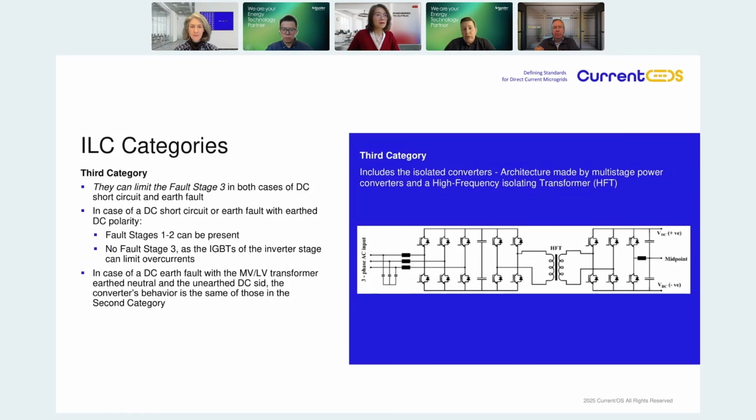But we don't have the contribution coming from the AC grid, basically because the inverter stage inside the converter, so the stage before the transformer, is able to limit its AC contribution to the fault. In case of a DC earth fault with a medium voltage transformer with earthed neutral and an unearthed DC side, the converter behavior is basically the same as category 2, so we don't have fault stages 2 and 3.